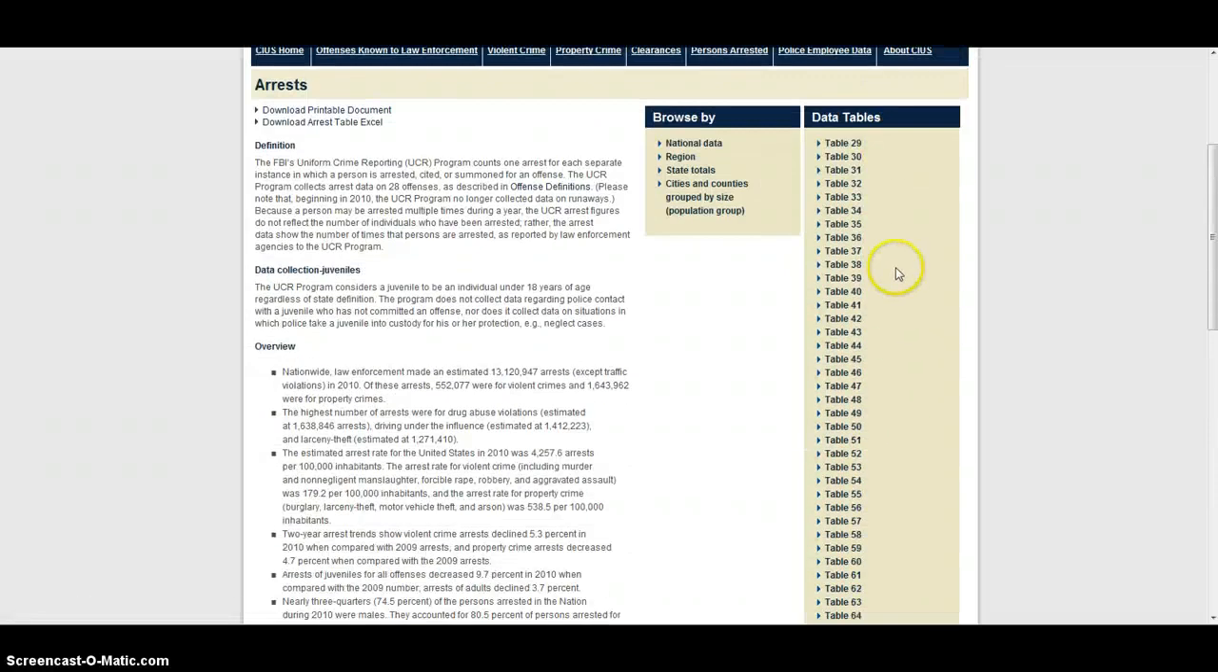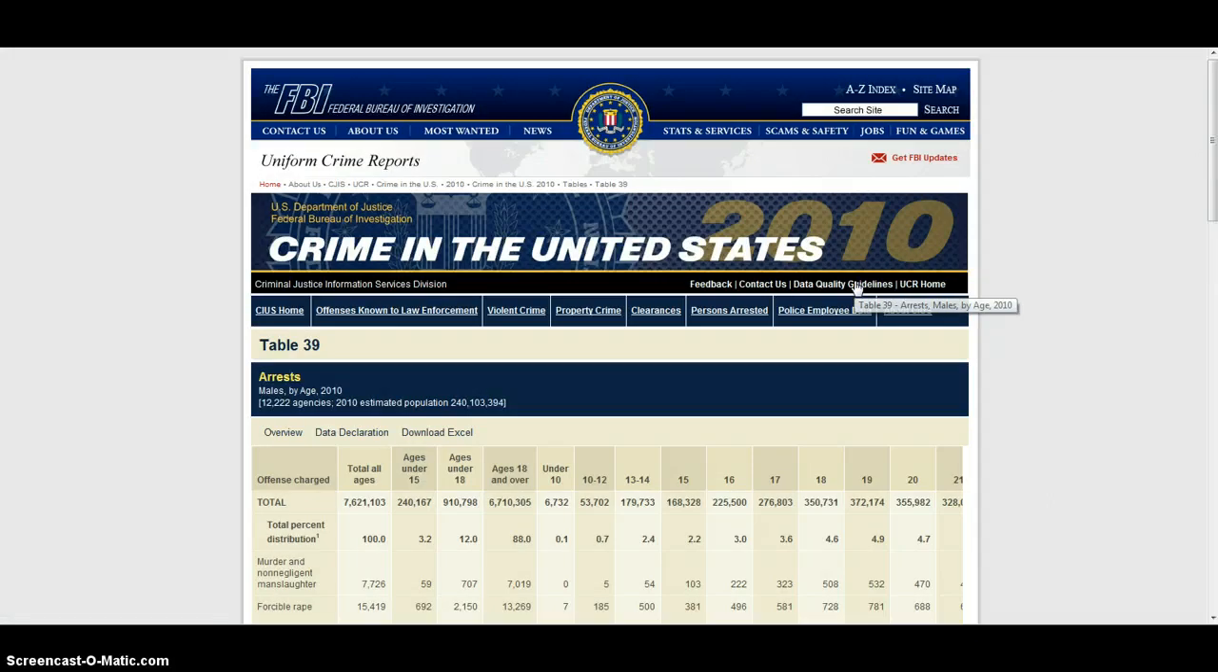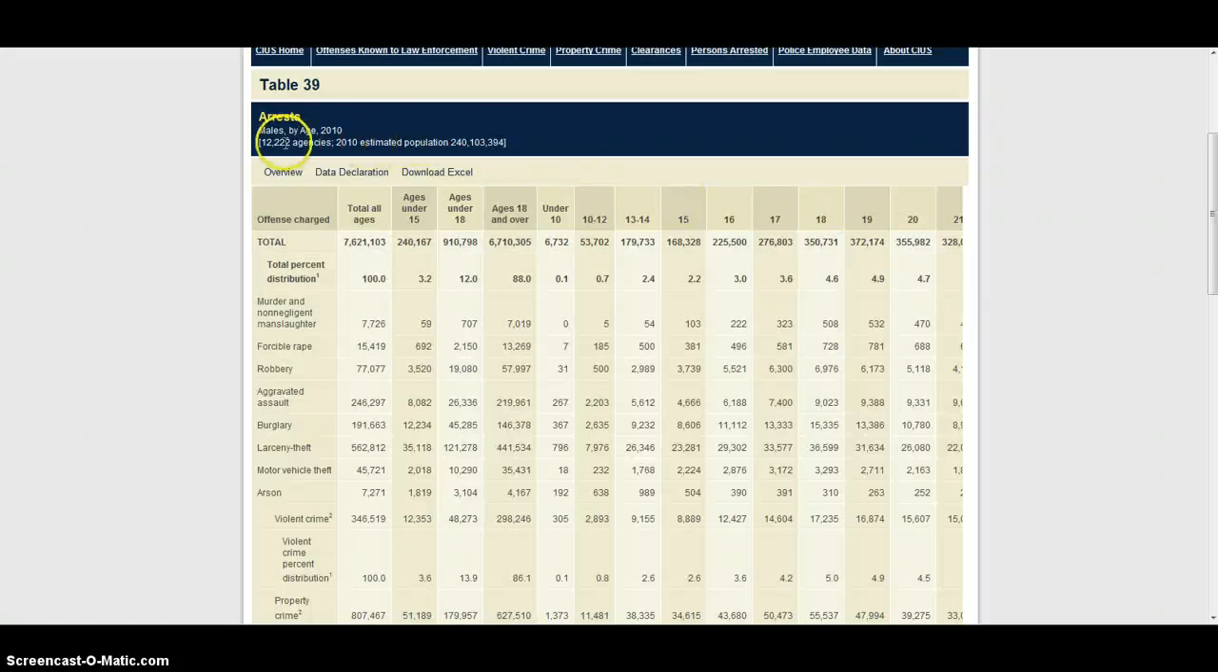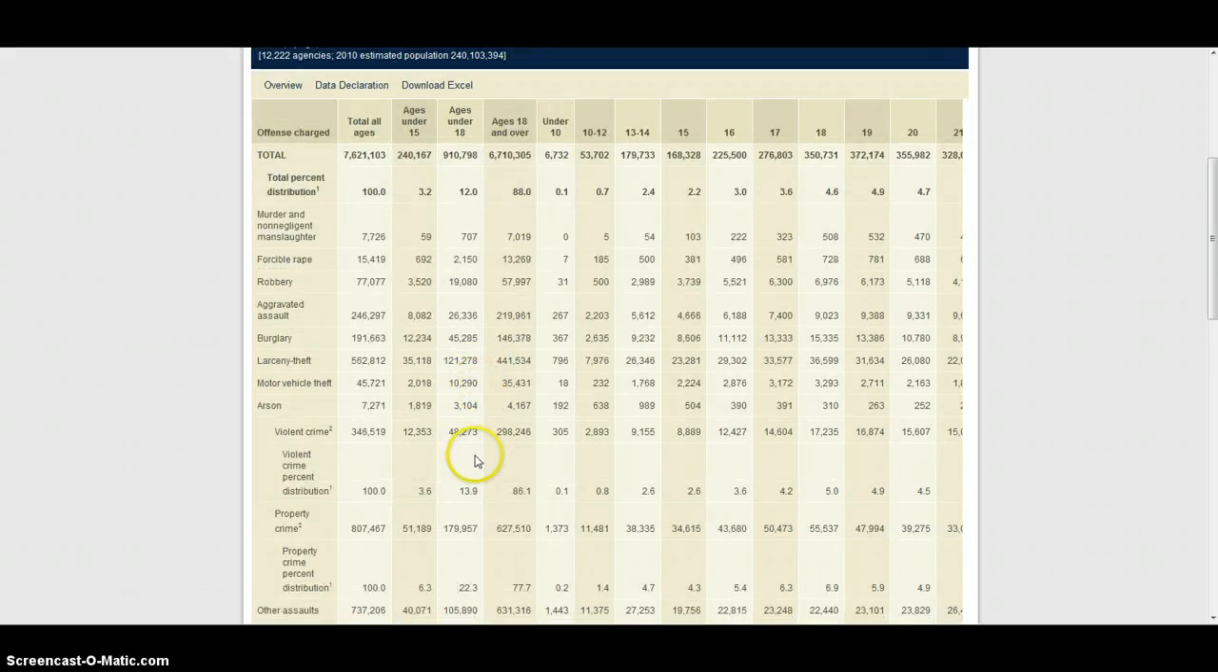Now I wanted to see if I can find one for you for gender. Let's see here, table 39, it looks like it's breaking down by males by age. So this table is just showing us the number of males that were arrested by age. You can see here, again, ages under 18, so this is the total number of males under the age of 18 that were arrested. So juvenile males make up 12% of those arrested for the year 2010. And then it shows you the actual specific numbers under each of those particular crimes.